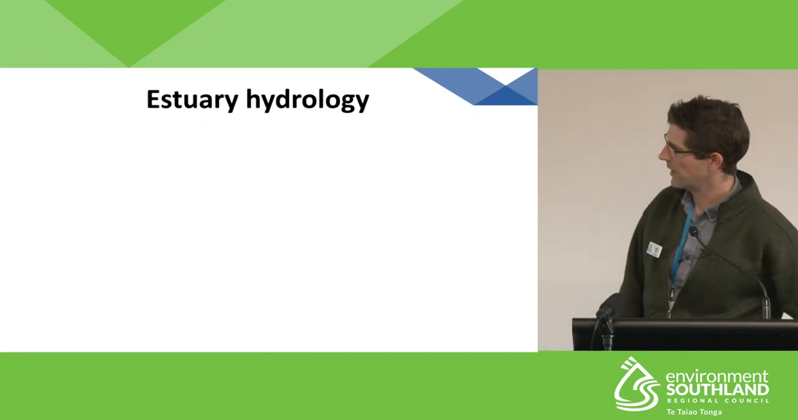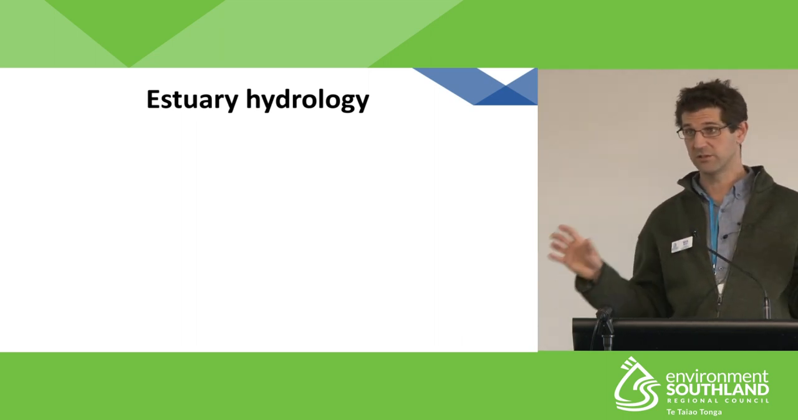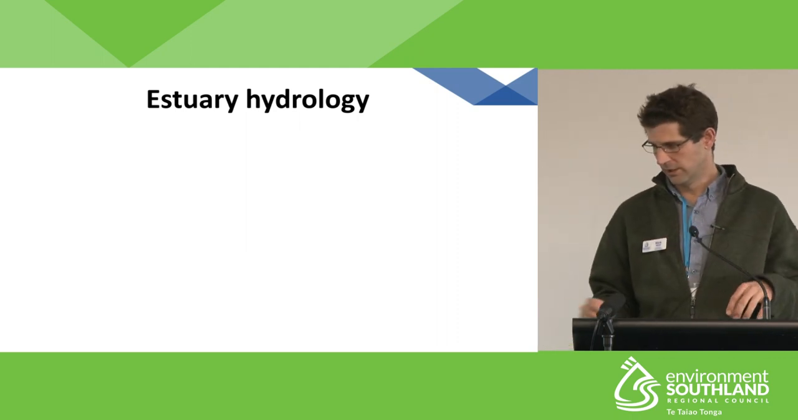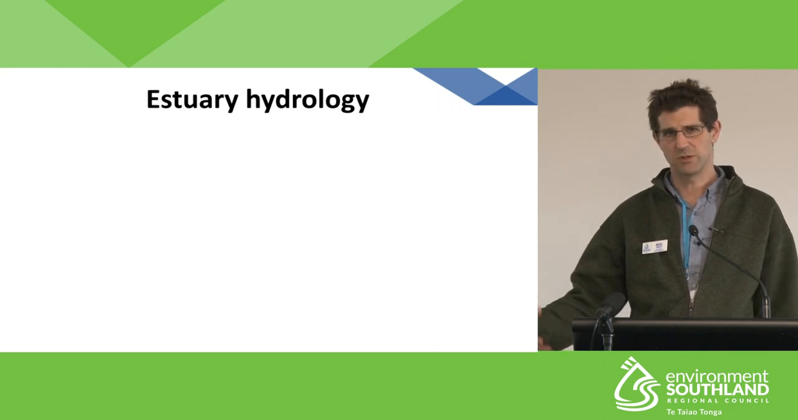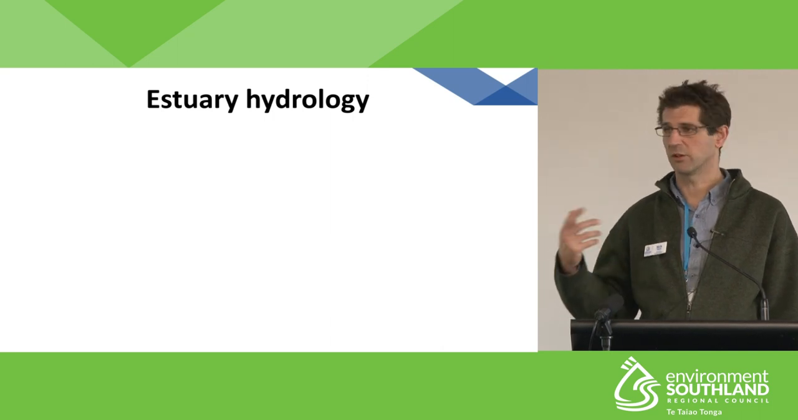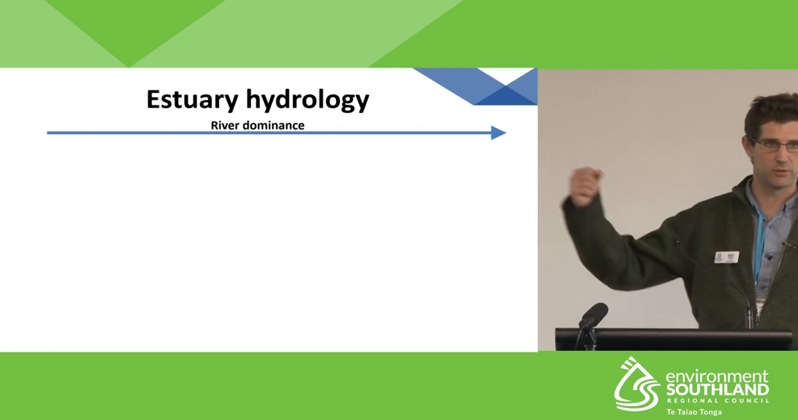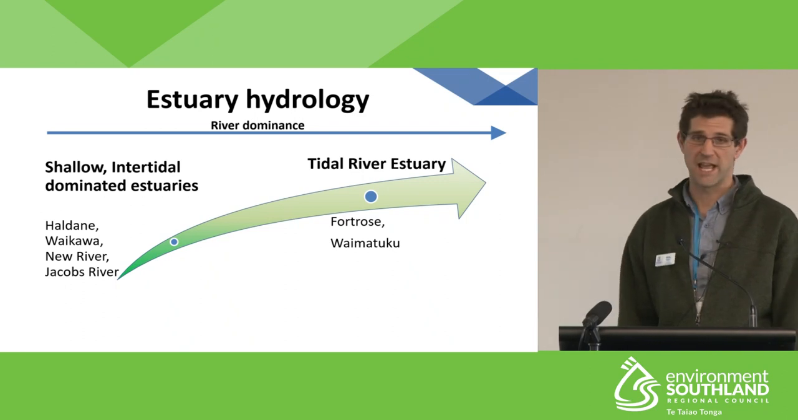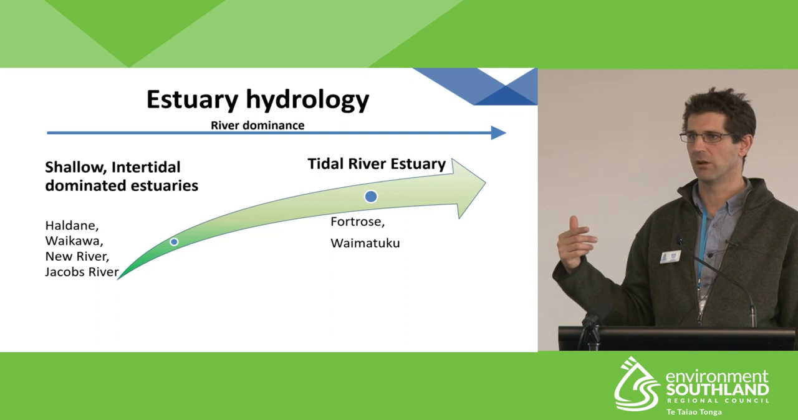So to give you a sense of that, I'm just going to talk about the difference between two main types. There's others, and it's really about susceptibility, but the two main types you can separate around hydrology, which is really around residence time, how much time the nutrients spend in the system, so they have a chance for something to suck them up and actually do something with it. That's really what you might call river dominance. So the stronger the river, the more resilient it is. And we see that in systems such as tidal river estuary, which is Fort Rose, Waimatuku. It's a lot more river dominated, so you don't see those kinds of issues.